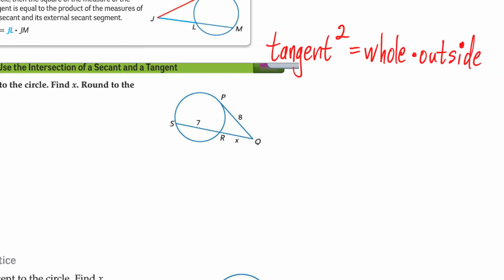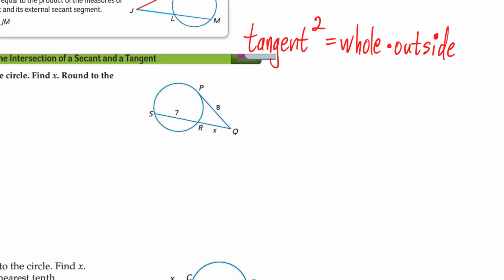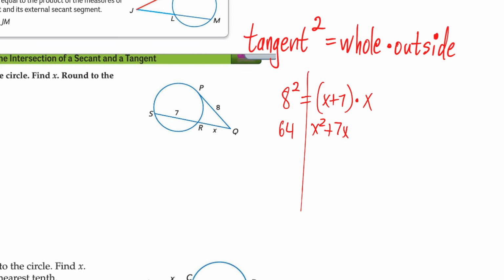On this one, how long is the tangent piece? 8, squared. So we have 8 squared equals, how long is the whole thing on the secant part? x plus 7, times the outside piece, which is x. So we get 64 equals x squared plus 7x. I'm not going to be able to cancel out the x squared, so I'm going to subtract 64 from both sides: 0 equals x squared plus 7x minus 64.